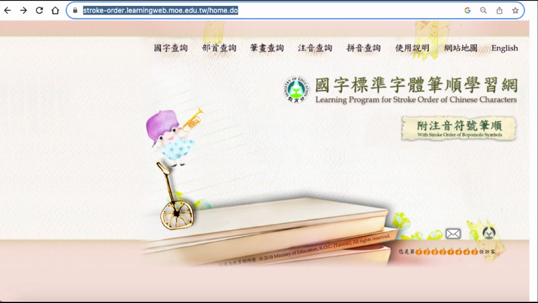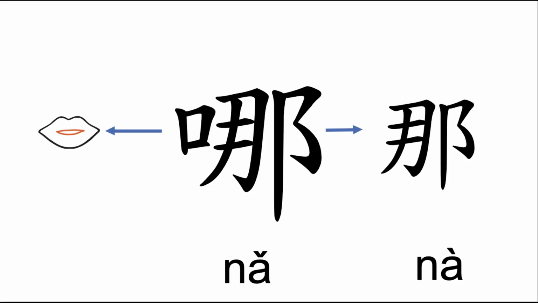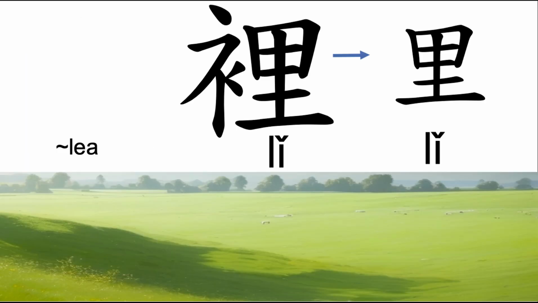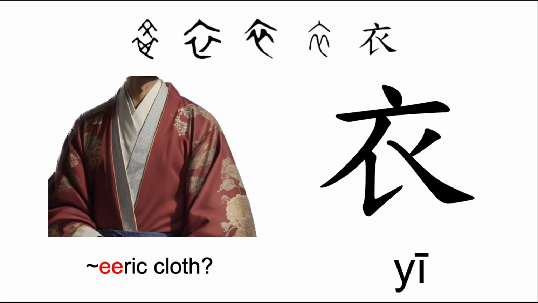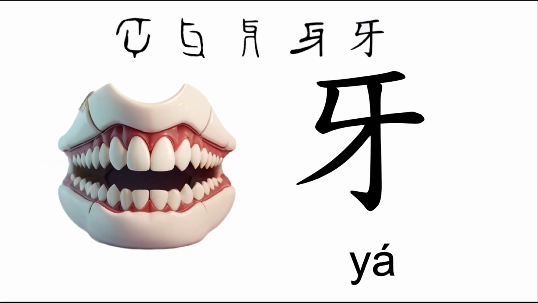Now, let's dive into practicing how to write these characters. I want to give a big shout out to the learning program for stroke order of Chinese characters, supported by Taiwan's Ministry of Education, for their invaluable assistance. While you're working on mastering the stroke order, remember to keep the associated stories and pronunciations in mind to ensure effective learning. Here are the characters.